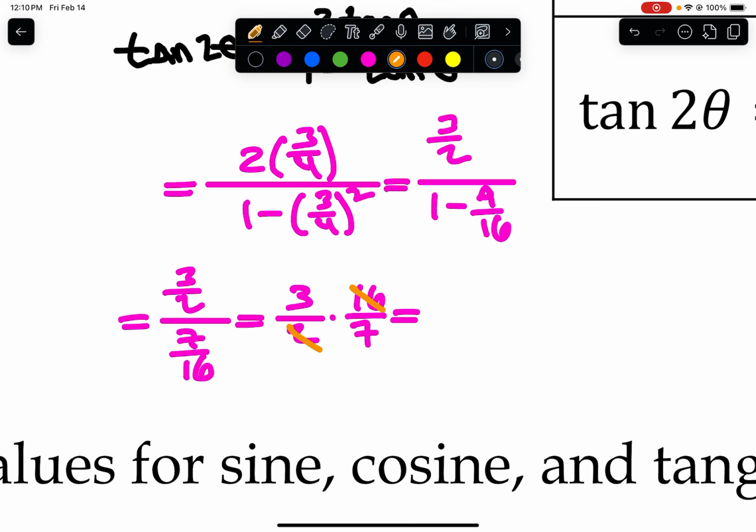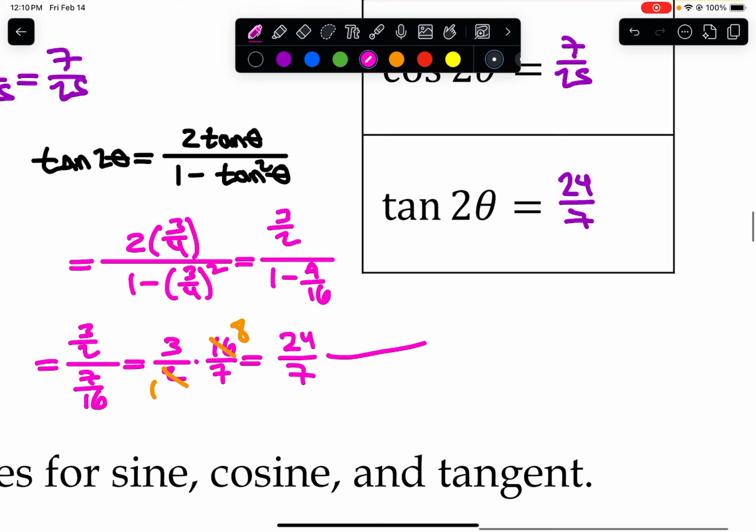The 16 and the 2, I'm going to simplify that to 8 and 1. And then we're going to have 3 times 8, which is 24, over 7 times 1, which is just 7. So no matter what, you get the same thing. It works no matter how you do it.